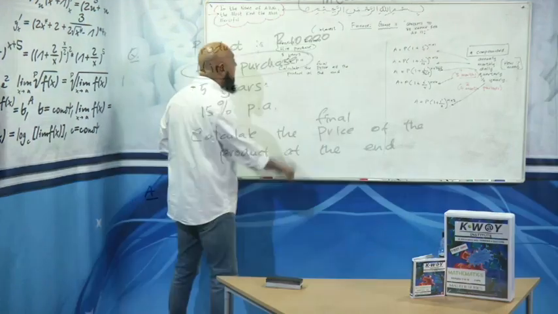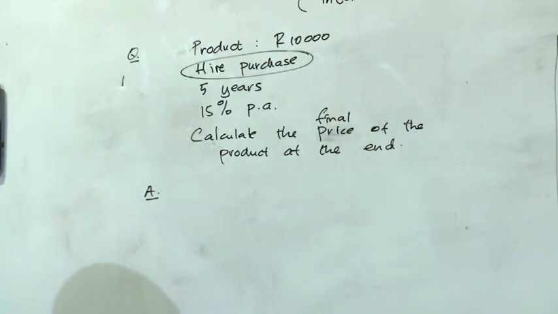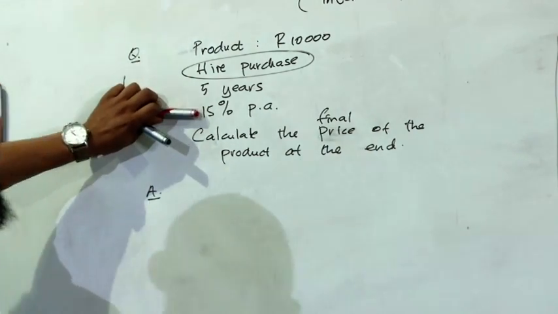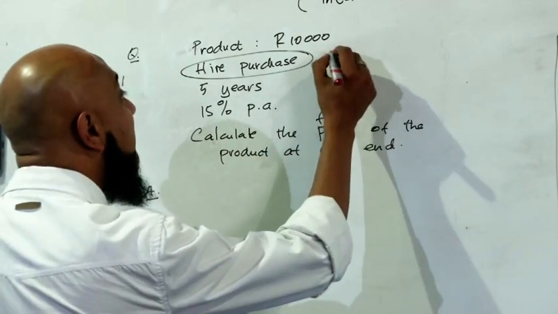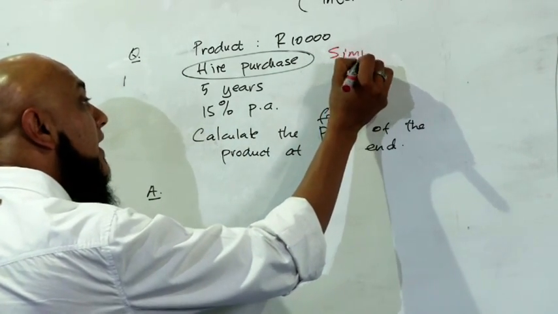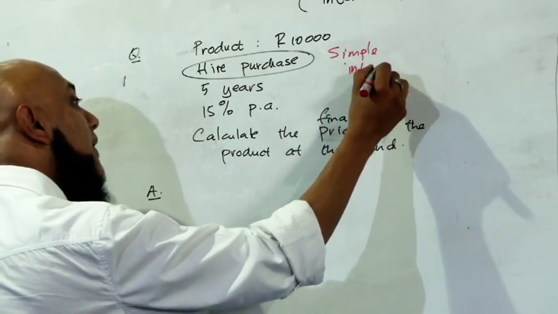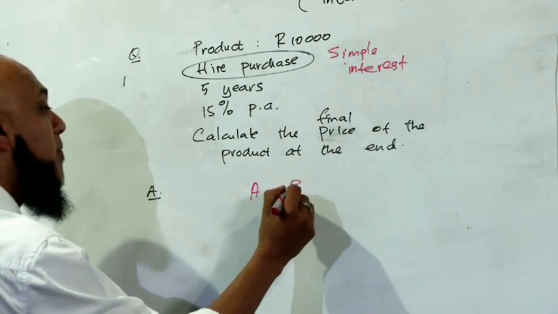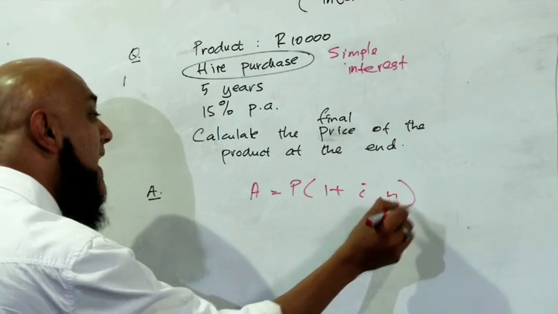So let's get started. The product costs you 10,000 Rand. Hire purchase: you borrowed money over 5 years at 15%. And I told you hire purchase is always simple interest. And what is our simple interest formula? Our simple interest formula is A equals P into 1 plus I times N.